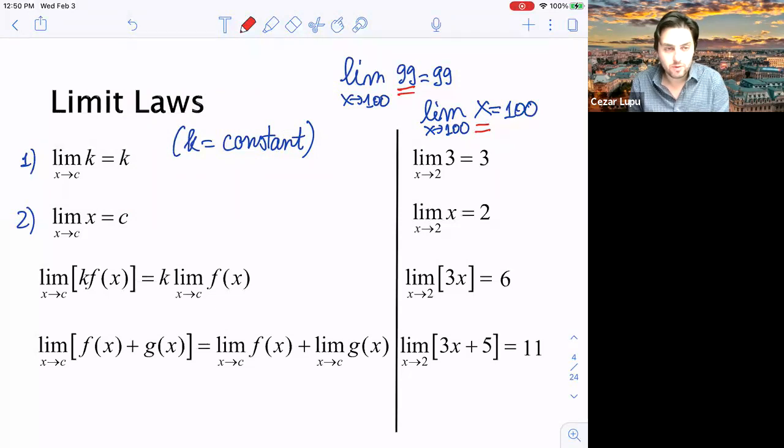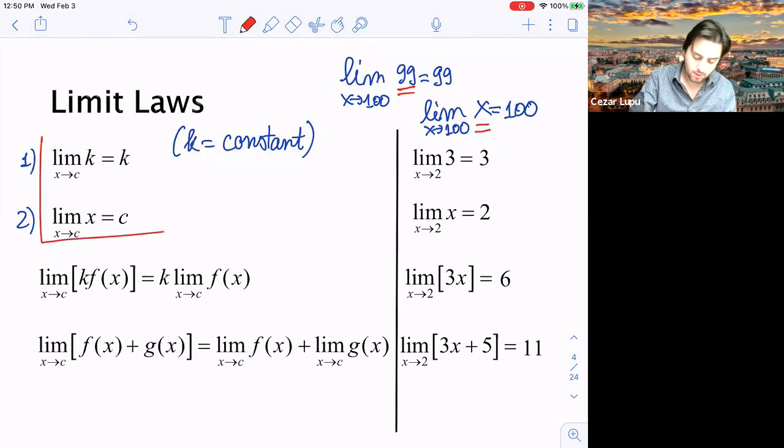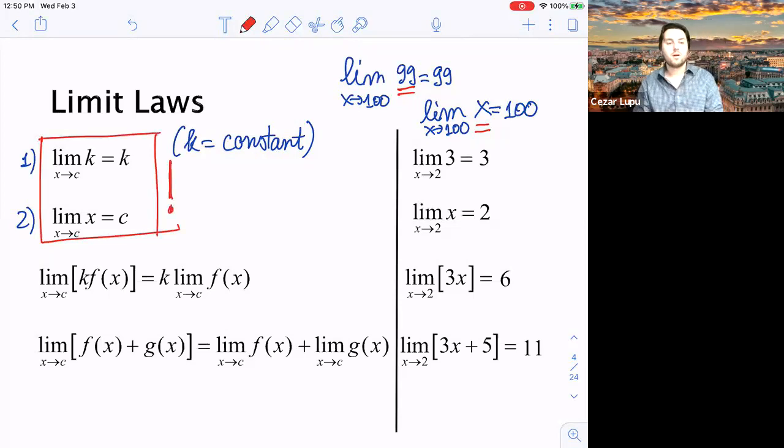Okay, so I want you to distinguish between these first two. You see, there is a difference. The limit as x approaches c of k is k, and the limit as x approaches c of x is c. So look at them very closely. See, there is a difference between them. All right, let's move to the third one.